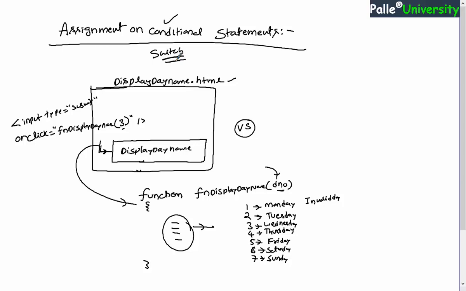All I am trying to say here is, create a page with the name display day name 1.html, and inside it create a function with the name fn display day name, which takes day number as an input parameter. When the end user clicks on this button, from the on click event we need to call this function fn display day name and pass the day number. Based on the day number you have to identify the day name and display the result.